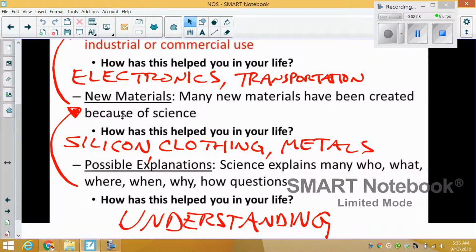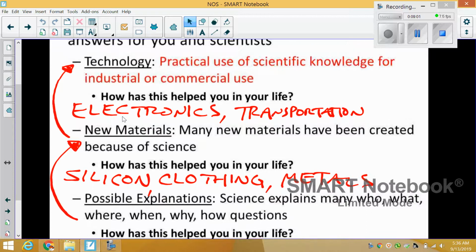So after we have these new materials, that usually leads to something called technology. Technology is just the practical use of scientific knowledge. Usually science takes a while before it becomes technology. Technology is just anything new. We usually think of technology as electronics, but transportation is a very important part of technology that's changed our life. Think about it. Just 150 years ago, the only way to get around was on a horse. Now we have cars and planes, trains. All of those things make our life so much easier.